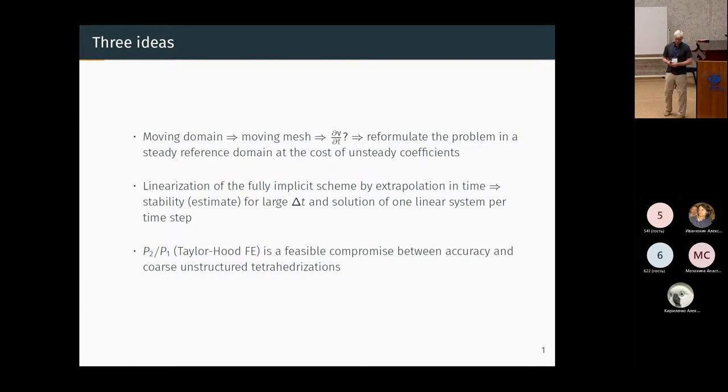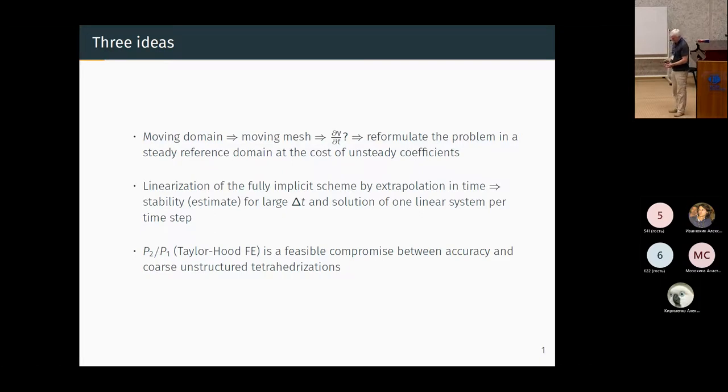The third idea is the observation that Taylor-Hood finite elements, which means for the Stokes problem, for instance, piecewise quadratic continuous velocities and piecewise linear continuous pressures, are a feasible compromise between the accuracy and the coarseness of the computational grid. First, it is LBB stable.